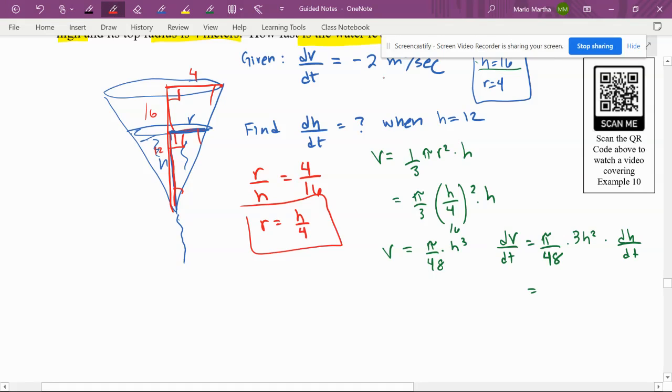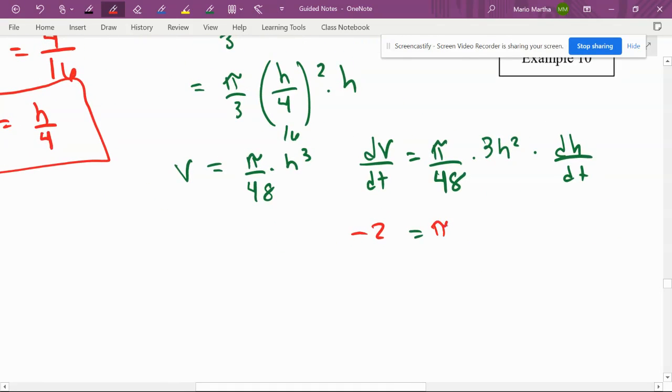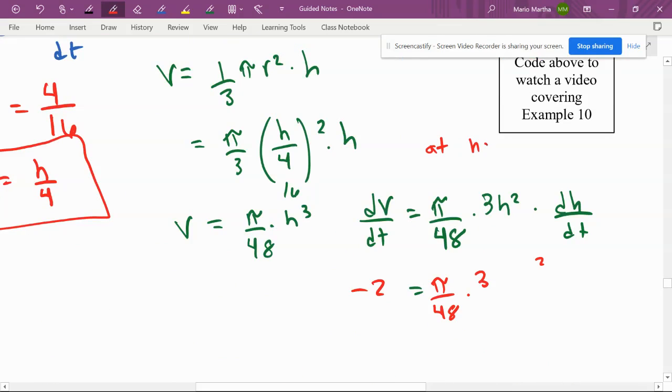We know that dv dt is changing at -2, so -2. And then pi over 48 is a constant, so that still remains. And then the height is pretty much 16. That would be 16 squared. No, wait, it's not 16 squared, sorry. The actual height at h equals 12. So that would be 12 squared, and then times dh dt, which is what we're trying to find.